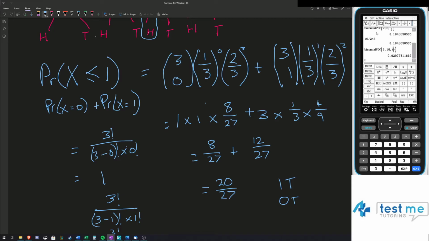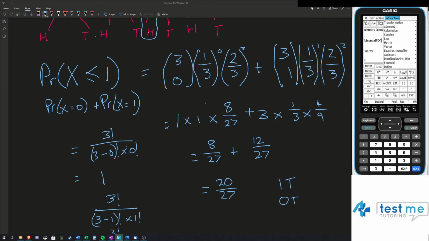Okay? So let's check this on the calculator 2 ways. Let's go interactive. Let's go two PDFs. So success is 0, trial is 3, probability of success is 1 over 3. And we want to add on this same thing, but instead we have 1 success. So 0.74. 20 over 27, 0.74. Okay? So that's just a proof that you can do a compound as 2 points and it still works.